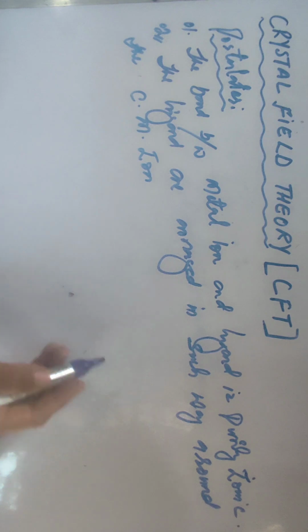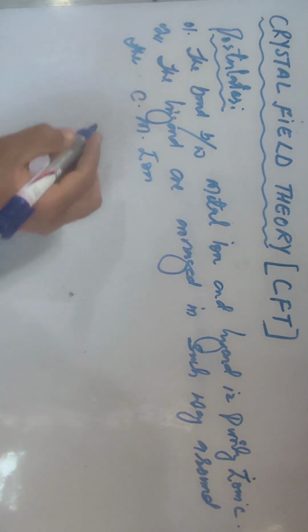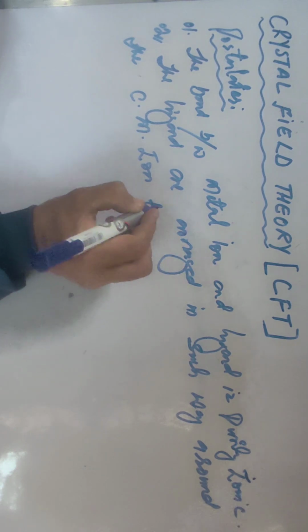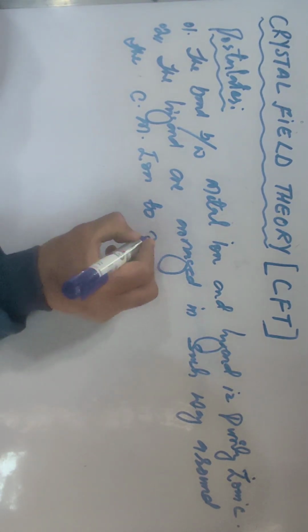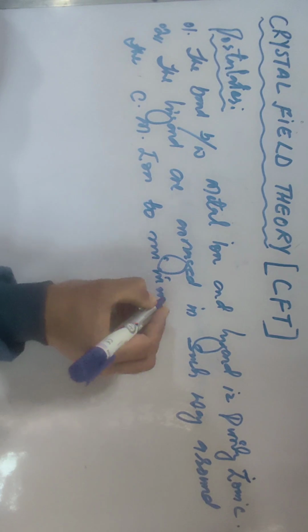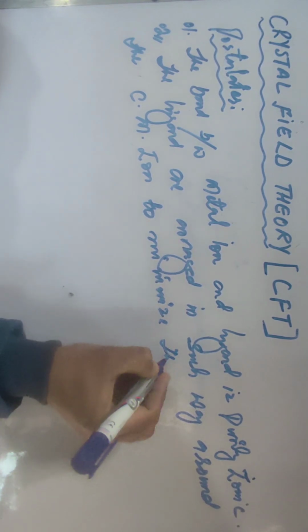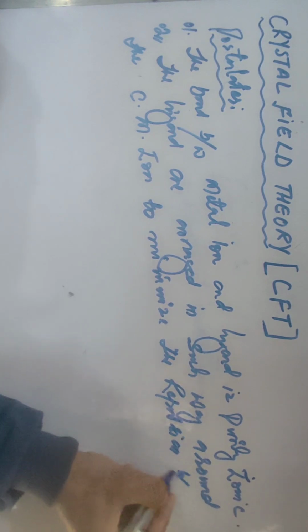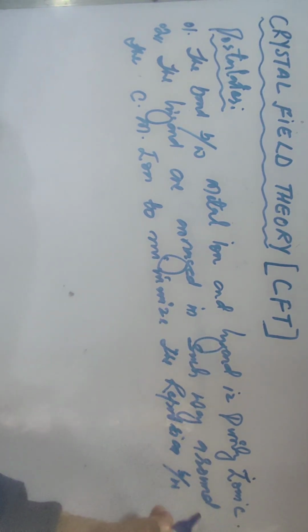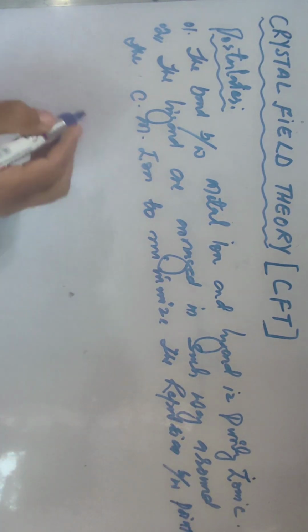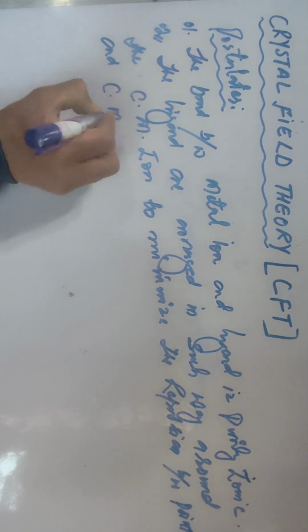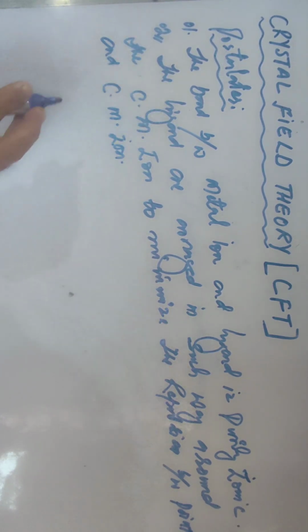The ligands are arranged in such a way around the central metal atom to minimize the repulsion between the dipoles or point charges. Now these ligands behave as dipoles or point charges between the point charges and central metal ion. So this is the second postulate.